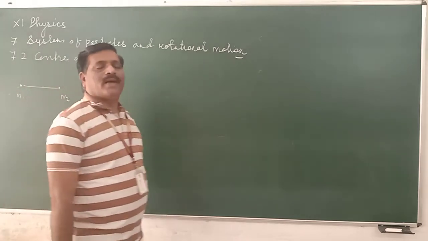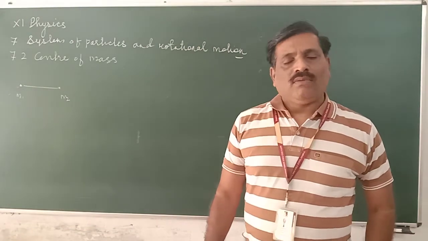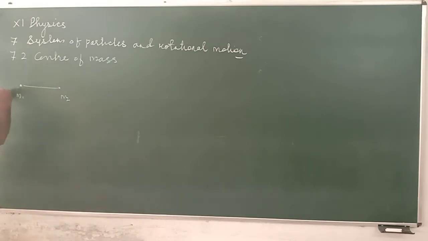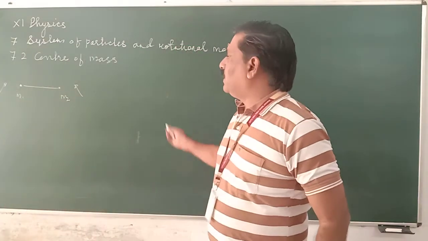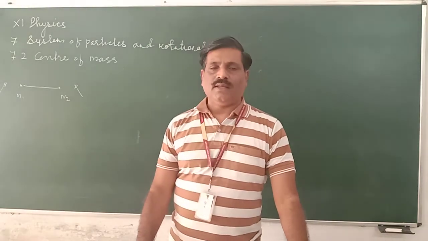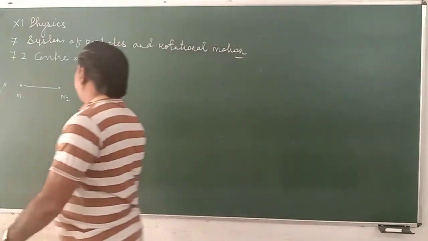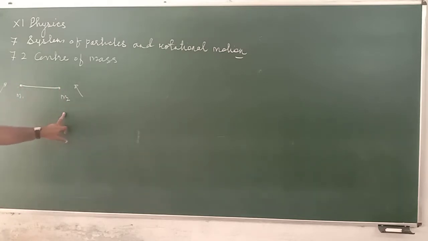If the force is applied, what will be the point where the force is effective? From the geometry of the figure, it is a very simple thing. We cannot apply force here or here. We have to apply force in between these two. So the center of mass is always in between these two points, always along the line joining these two particles.